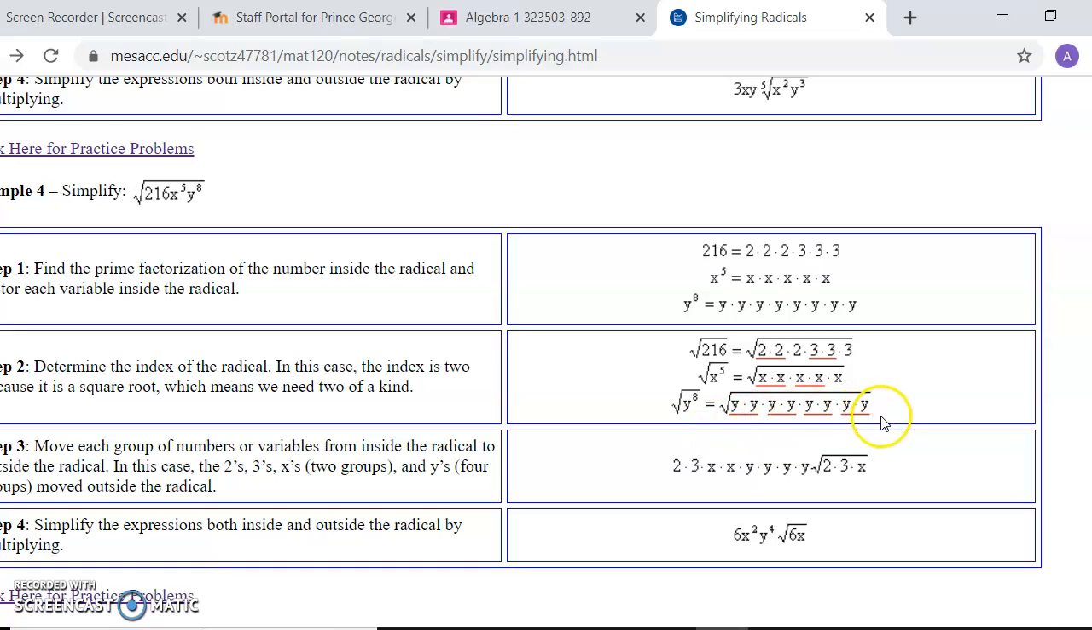And then we have a whole bunch of y's. The square root of y squared is equal to y, and that happens four times. And so when you multiply everything together, those that are outside the radical sign and those that are inside the radical sign, you end up with this. 6x squared, y to the fourth, square root of 6x. Okay?